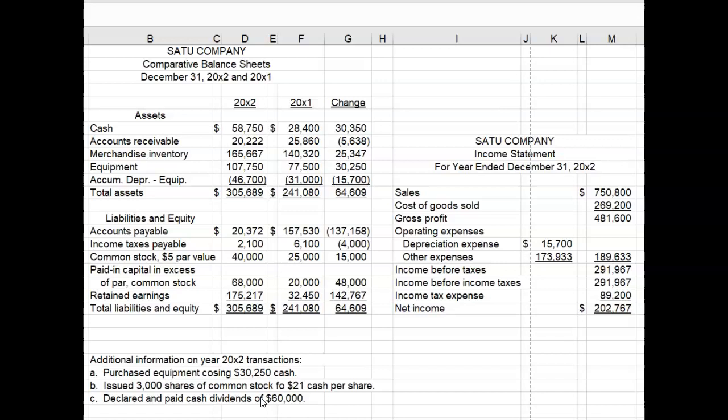As always, I strongly recommend that you download and print the PDF version of the worksheet or download the Excel workbook so you can follow along and practice with the video.